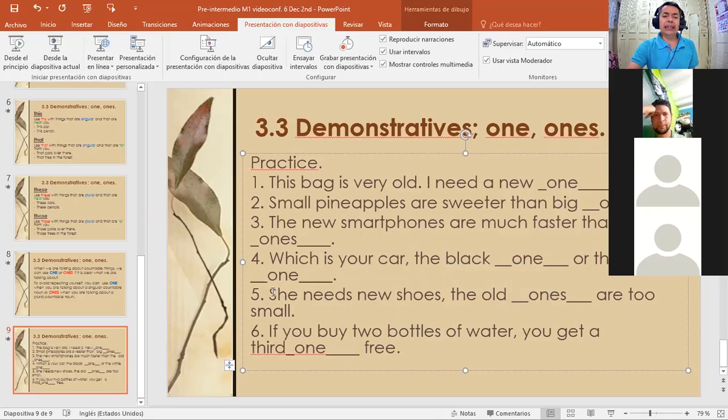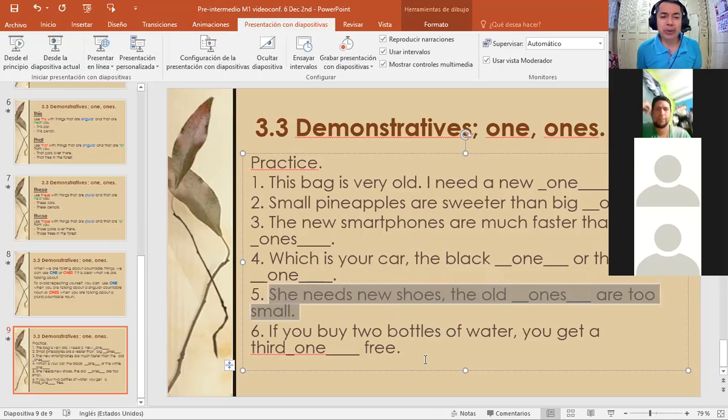Let's translate this sentence. Look, she needs new shoes. The old ones are too small. Creo que en español no nos complicamos mucho para decir esto. Ella necesita zapatos nuevos. Los viejos son demasiado pequeños, ya no le quedan. Yo creo que en español el artículo es el que transformamos, ¿verdad? Los, las, el. Okay. I understand. Do you understand?